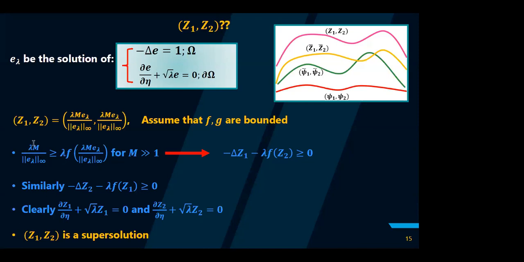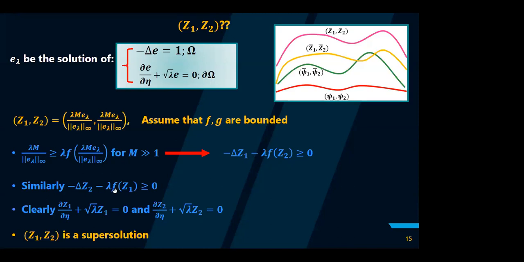Since F and G are bounded, we can choose this constant M big enough so that this quantity is bigger than your right hand side. That implies that negative Laplacian C1 minus lambda f of C2 is bigger than or equal to 0. Okay, so we have the first inequality.